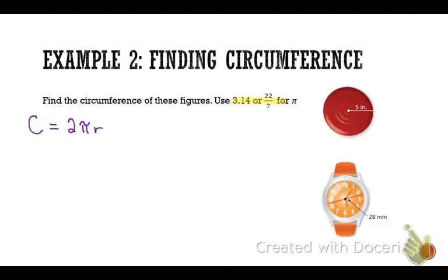So ask yourself, on this first one, is 5 a multiple of 7? No, it's not even 7. Because 5 is not a multiple of 7, I will use 3.14. C equals 2 times 3.14 times my radius. What was the radius for that circle? Up there. Come on. 5.